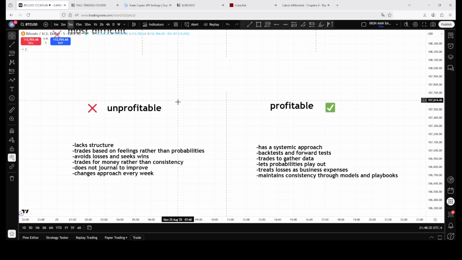In trading, avoiding losses translates into moving your stop loss. When you know the market is gonna stop you out here, you're trying to avoid that moment. So when it comes close to your invalidation and the moment where you want to exit, you say, no, I'm gonna hold it a bit longer. Maybe it's gonna go in my favor. So you try to avoid losses at all costs, and you seek wins.